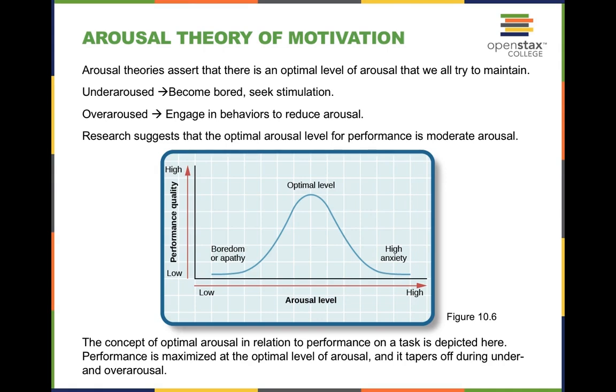Okay, let's talk about the arousal theory of motivation. This theory may seem like it overlaps with the previous one, but let me show you how it differs. The arousal theory asserts that there's an optimal level of arousal that we're all trying to maintain. It makes sense in a lot of cases for me whenever I look at it from a macro perspective. In life, whenever we're under-aroused or just bored, we tend to seek out something that will bring us to a level of stimulation.